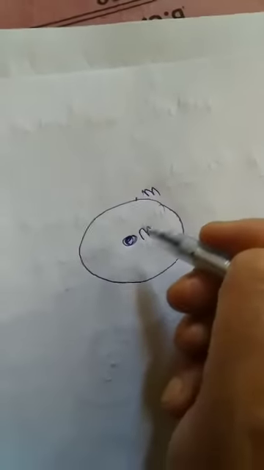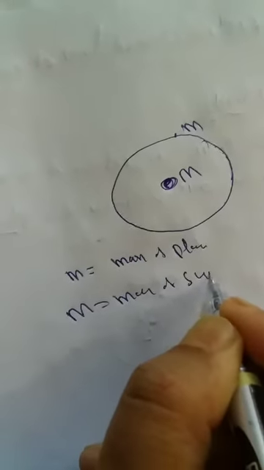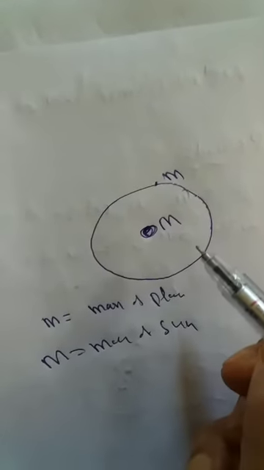Suppose we take the sun here, with capital M as its mass, and small m is the mass of the planet. We can deduce the law of periods from Newton's law of gravitation. From Newton's law of gravitation, we can prove Kepler's third law. Suppose a planet of mass m is moving around the sun in a circular orbit of average radius r.